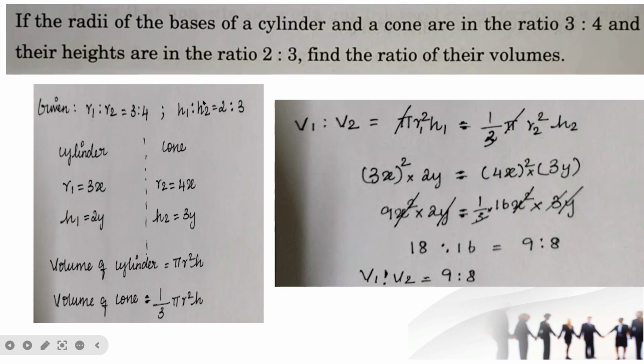So whenever they are given in ratio, you just write in this XY format. Height is different and radius is different. That's why we are taking two different variables, right?